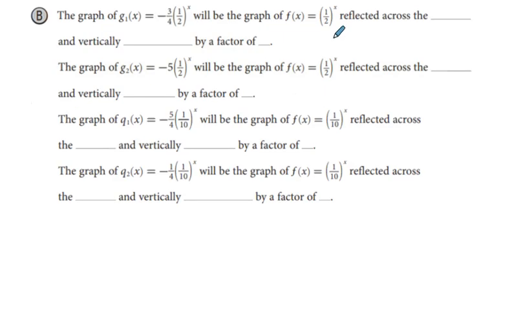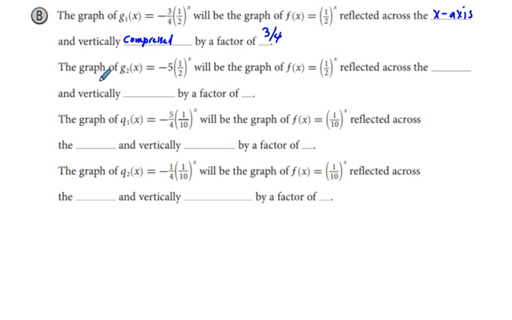Okay, now we have this graph, negative 3/4 times (1/2) to the power of x. What does this negative sign do? It reflects across the x-axis. And vertically, what is this 3/4 going to do? Is that 3/4 less than 1 or greater than 1? Less than 1. So we're vertically compressing by a factor of 3/4.